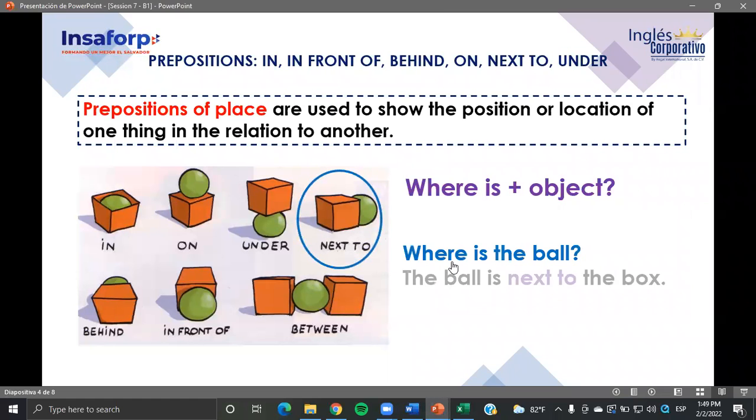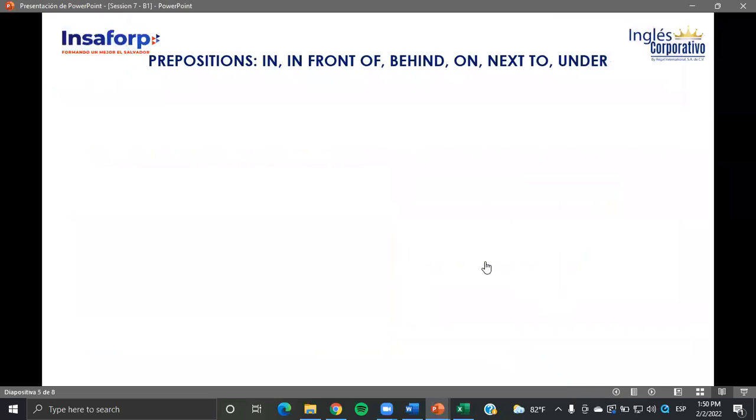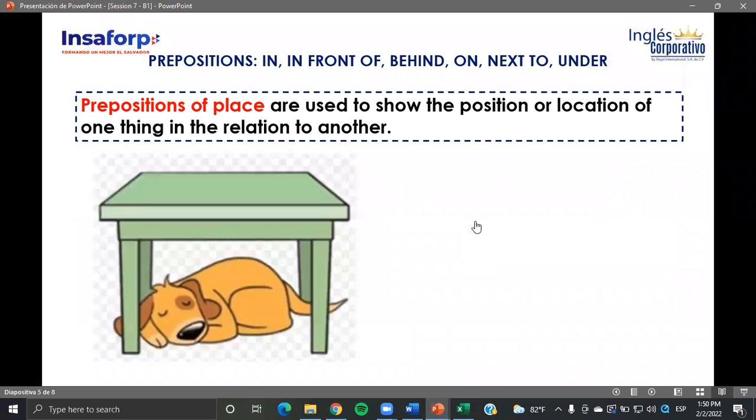So the example was, what is a ball? The ball is next to the box. Okay, question, where is the ball? Answer, the ball is next to the box, right? That's the way. Another example was, look at the things, right?